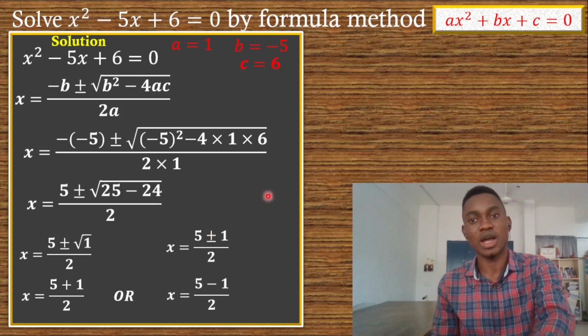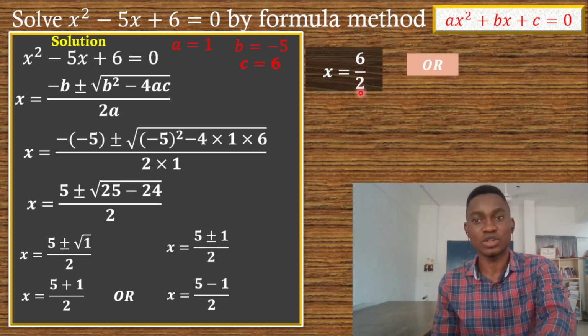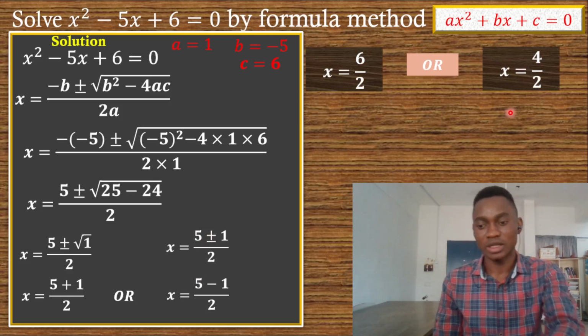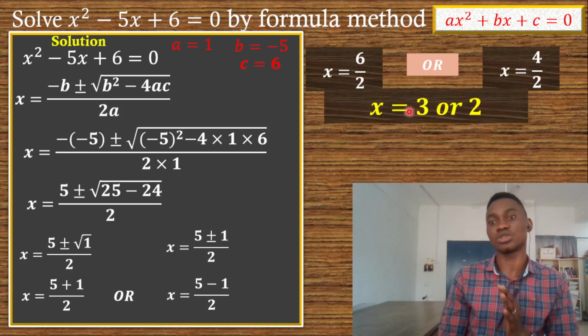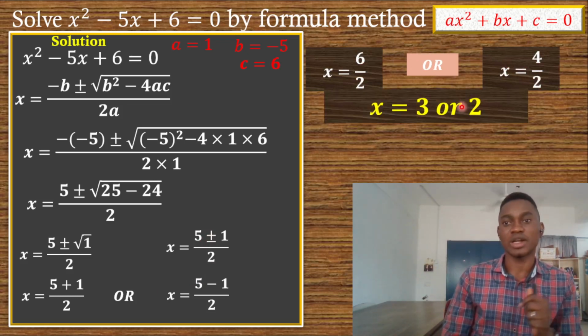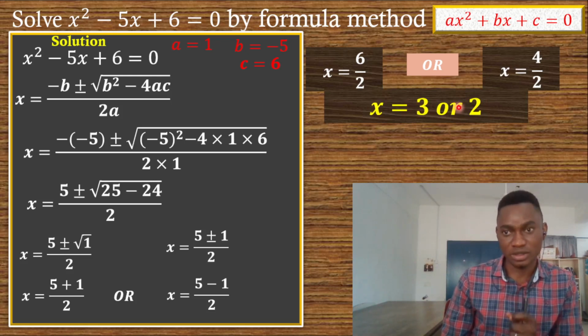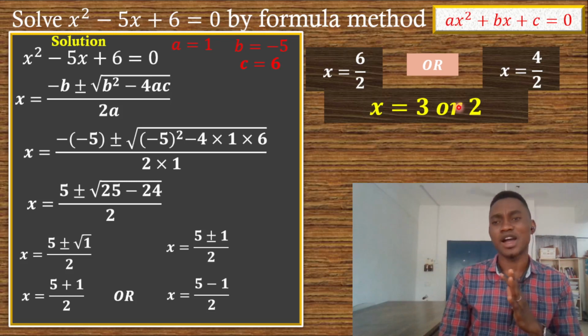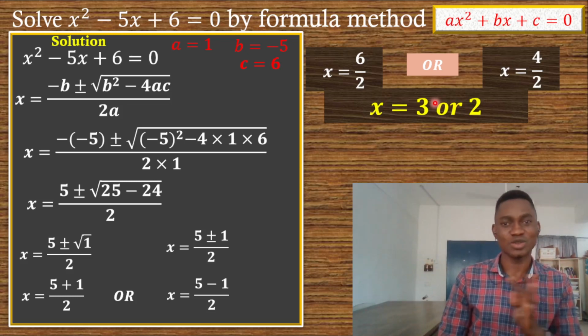Okay? So we have x equals 6 over 2, or x equals 4 over 2. Alright, that gives us x equals 3 or 2. These were the values we got for x when we used the factorization method in our previous lesson.